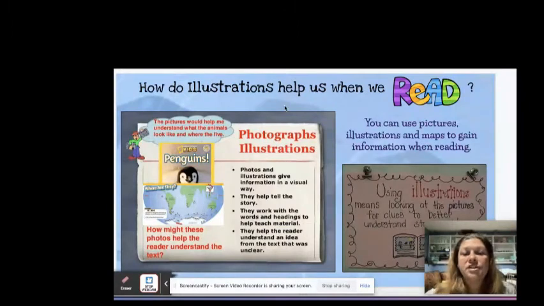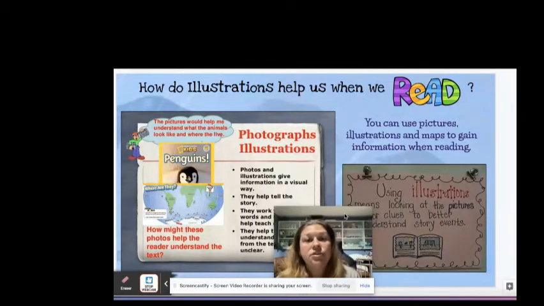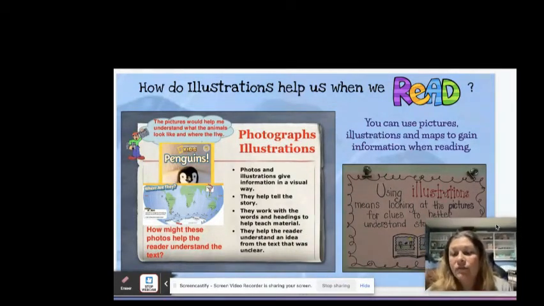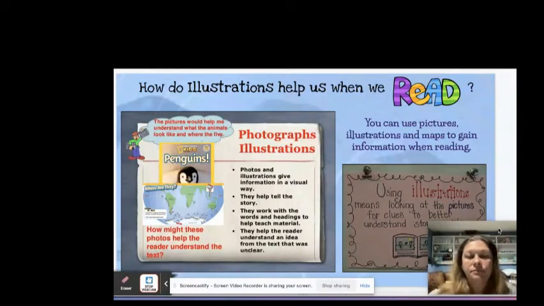How do illustrations help us when we read? So let's take a look here. And then you can use pictures, illustrations, and maps to gain information when reading. Using illustrations means looking at pictures for clues to better understand story events or the information in a book.